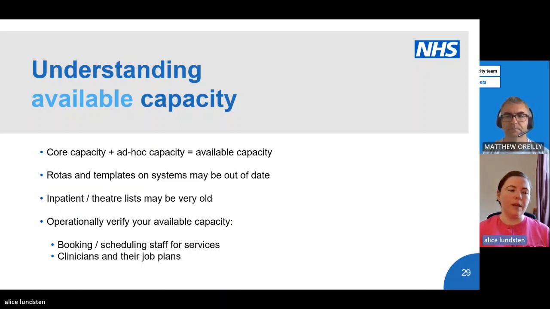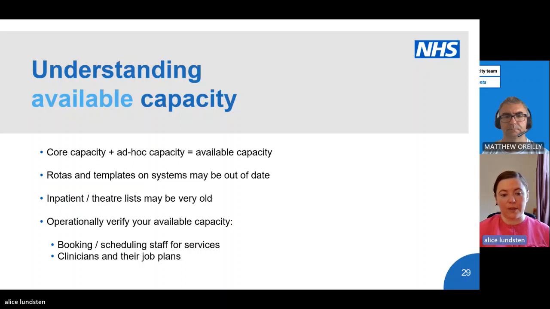So it could be bank staff, it could be waiting list initiatives, it could be student placements, anything that you're expecting to either not be permanently there or to vary quite significantly over the year. So we're not talking a little bit of variation for holidays, but huge chunks of the year where it's available or not available. You also need to understand the rotas and templates, and systems may be out of date.